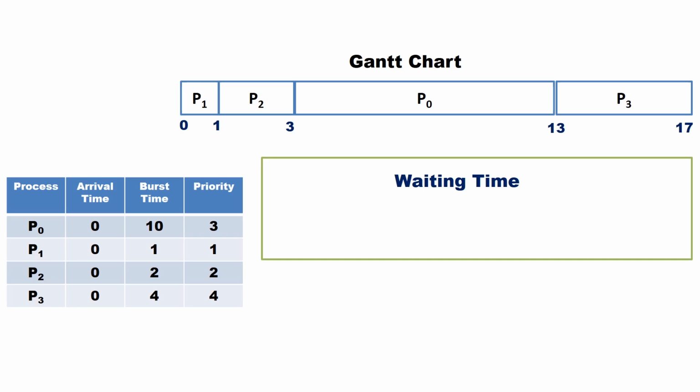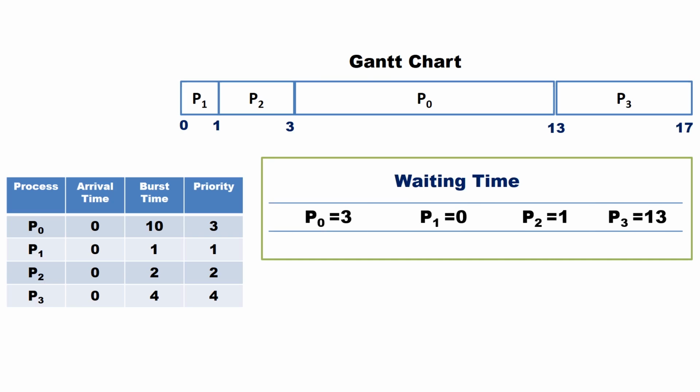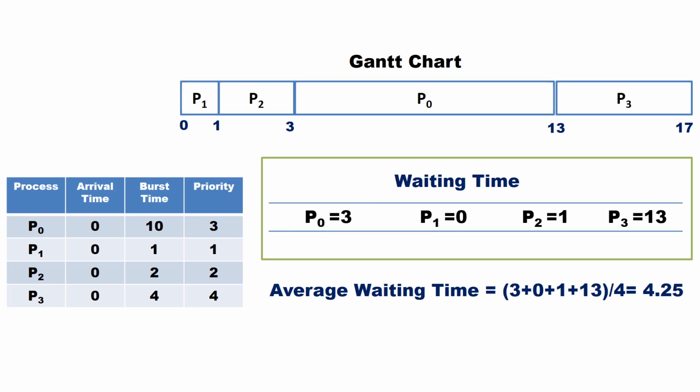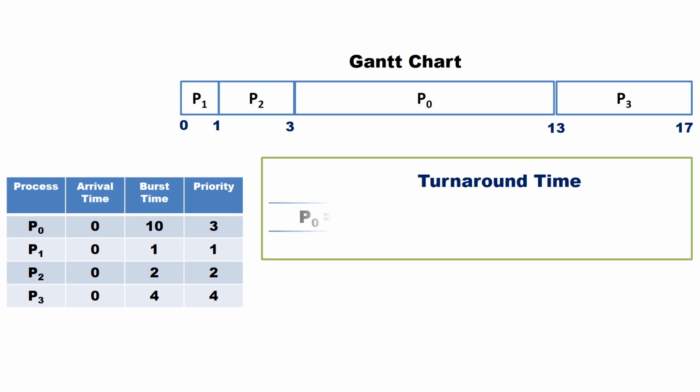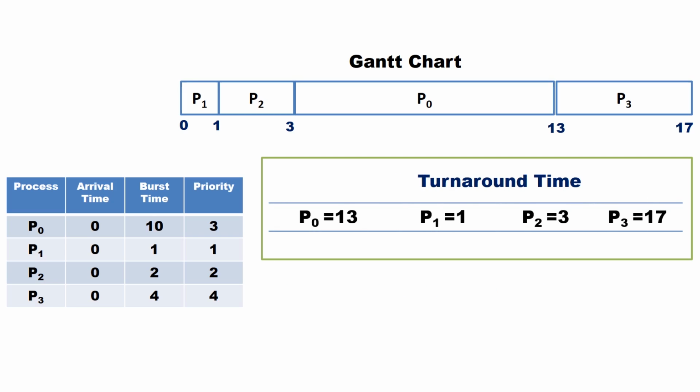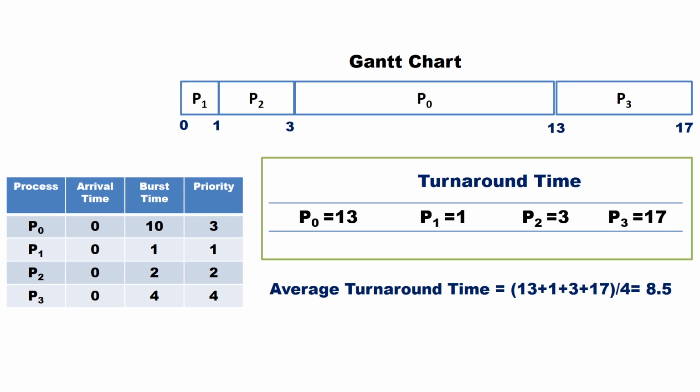The waiting time for P0 is 3. P1 is 0, P2 is 1 and P3 is 13. Hence, the average waiting time is 4.25. Turnaround time of P0 is 13. P1 is 1, P2 is 3 and P3 is 17. Hence, the average turnaround time is 8.5.